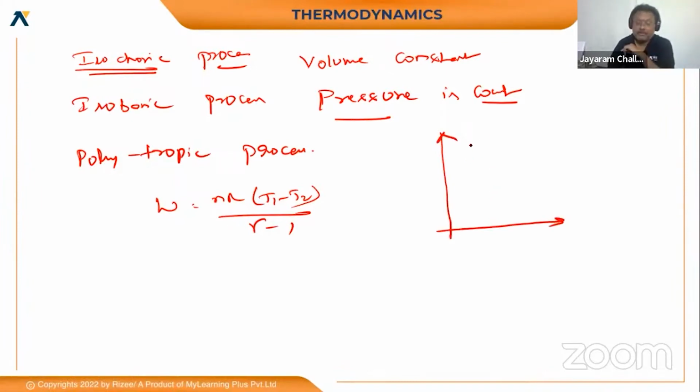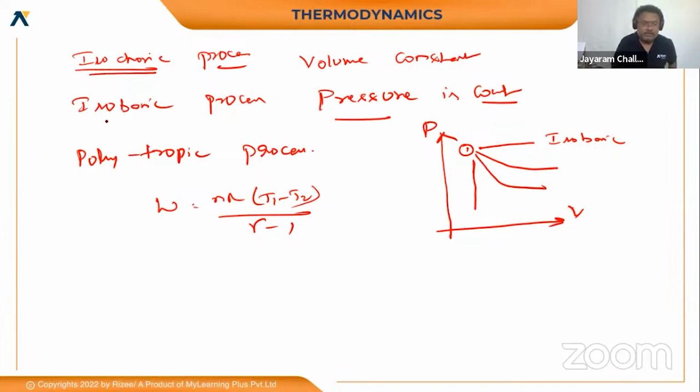Now, they will be starting from a point. This represents your isobaric process, number one. This is the pressure and volume graph: pressure at any given volume will be the same. Next, this is your isochoric. The others are rectangular hyperbolas, and they come in this type. Correspondingly, the work done is going to be here only.